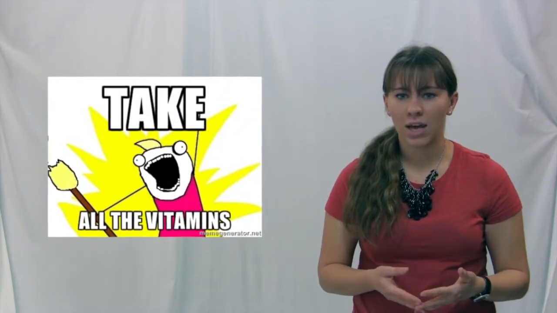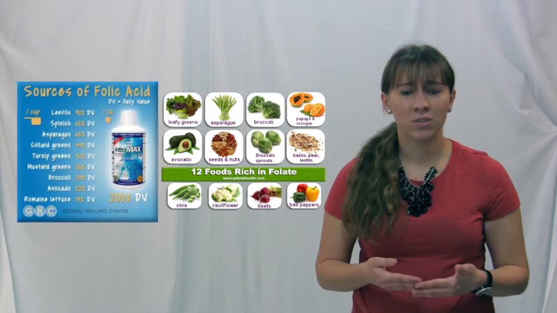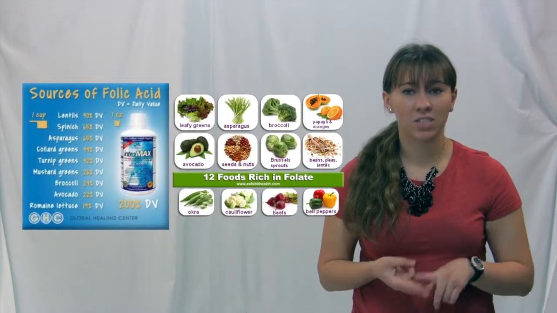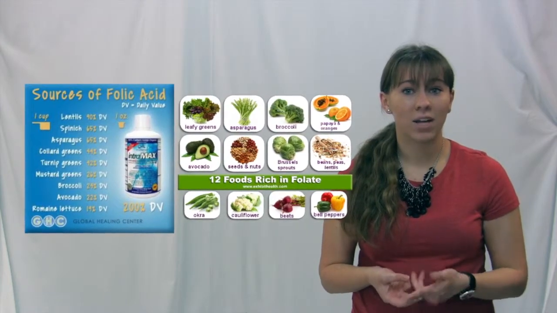Treatment usually includes supplementation with oral folate, or it may just be able to be treated with an increase in foods in your diet, such as lentils, asparagus, or spinach, all of which have a high folate content.